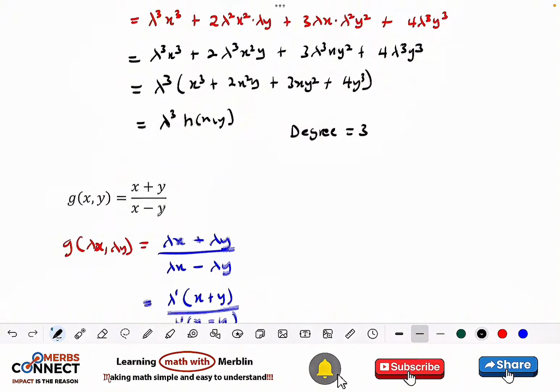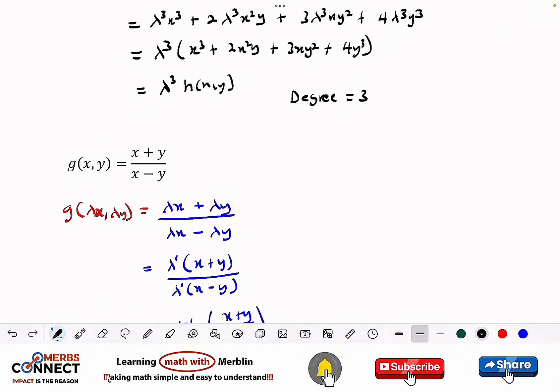We have some functions that are not homogeneous. For example, I can even modify this function and write it as xy plus y over x minus y. This is not homogeneous because this is going to give us lambda squared, and this is going to give us just lambda to the power 1. And when I factor it out, I'm going to have lambda inside.